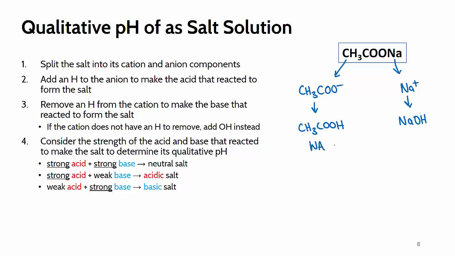CH3COOH is a weak acid, and NaOH is a strong base, so when they react together, since it's the base that's strong, they make a basic salt. And so if we have a solution of this CH3COONa, we would expect it to have a pH of greater than 7. It would be a basic solution.